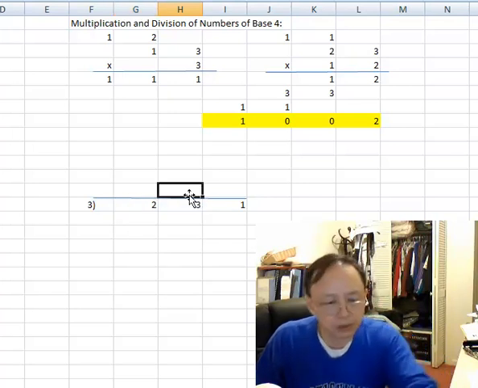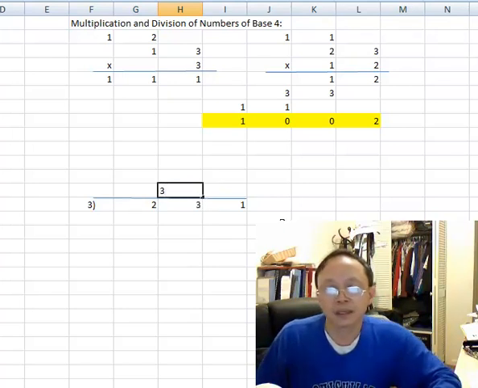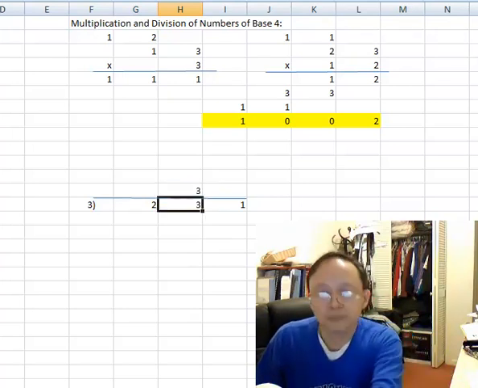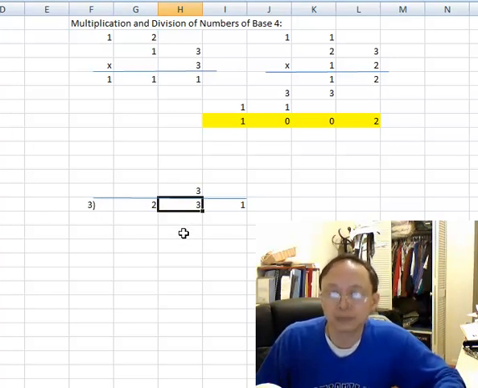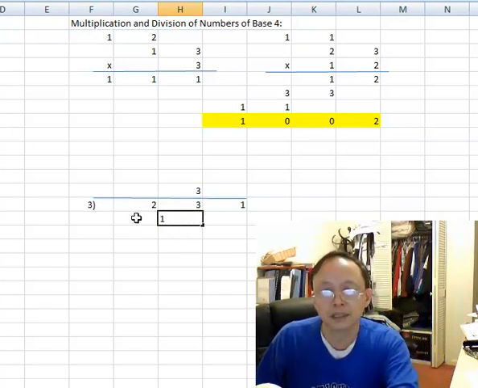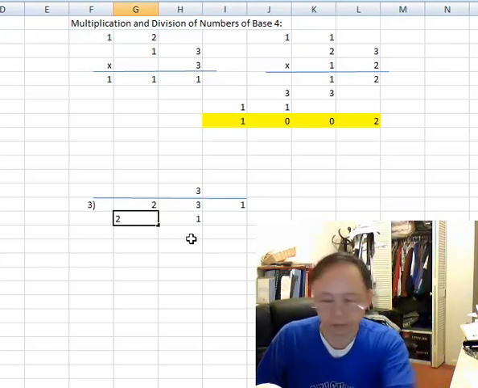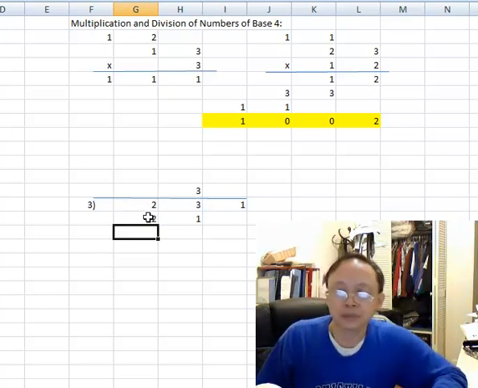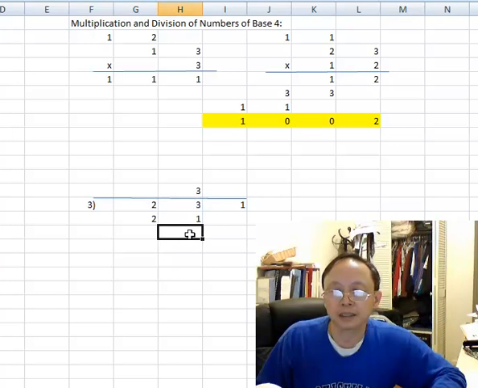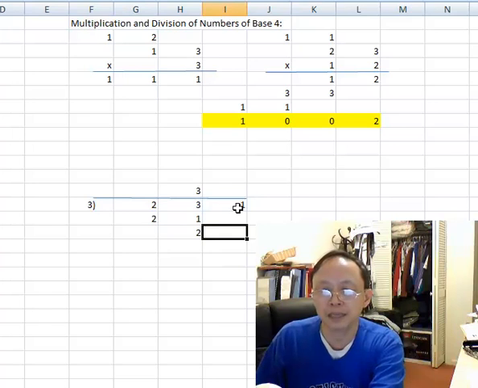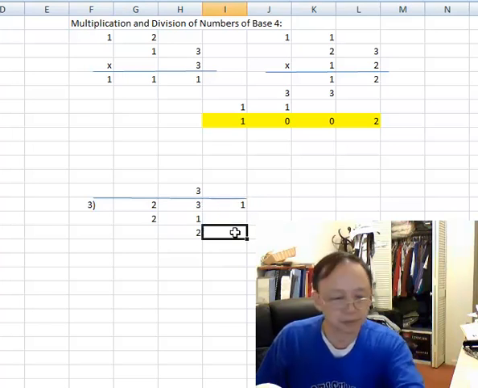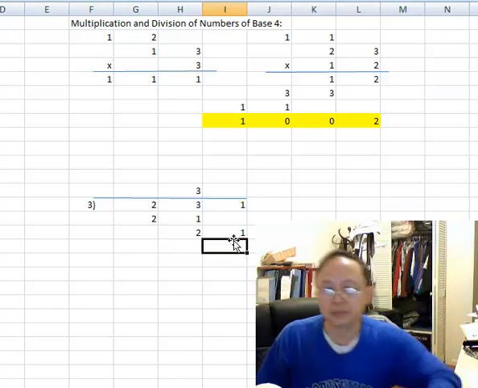So you get quotient 3. And then 3 times 3 is 9. 9 in base 4 system, 9 divided by 4. Quotient 2, remainder 1. So we write 1 carry 2. So now 2, 3 minus 2, 1, we get 2. And then we bring down 1. So now we get 2, 1.